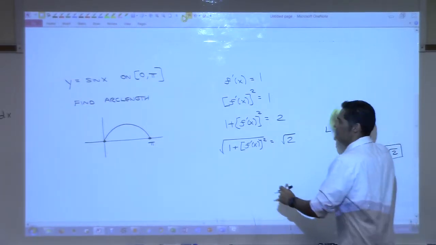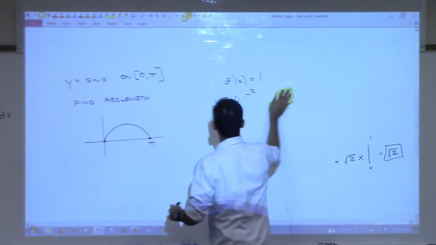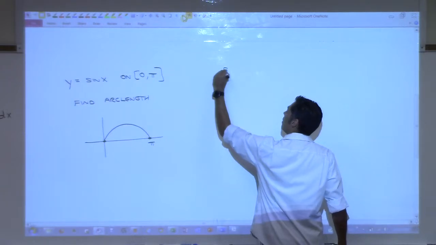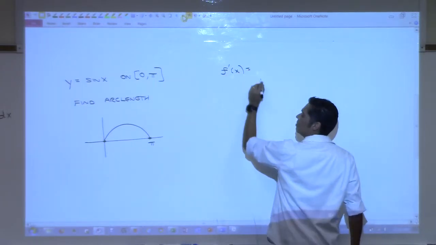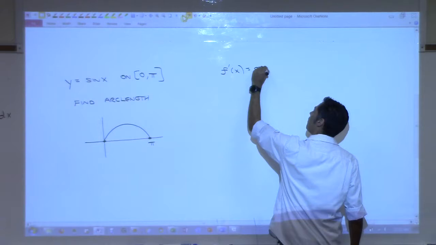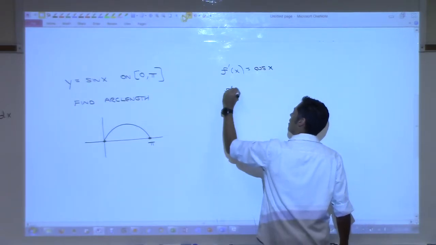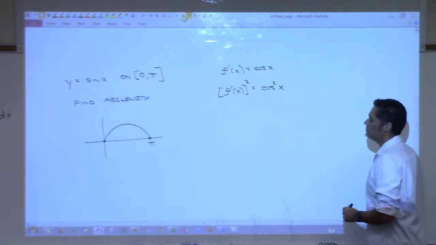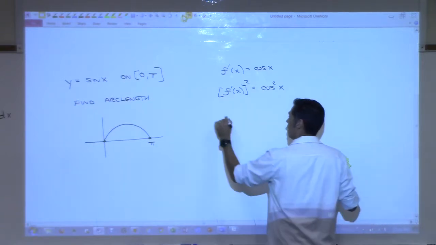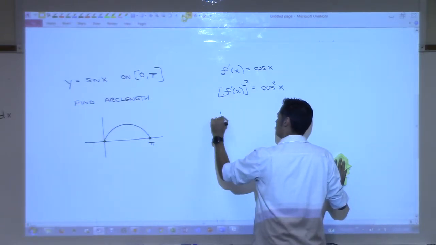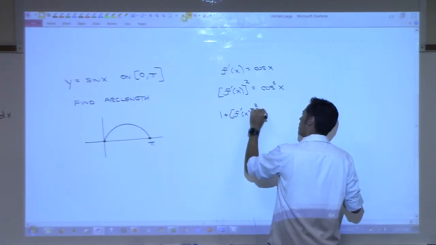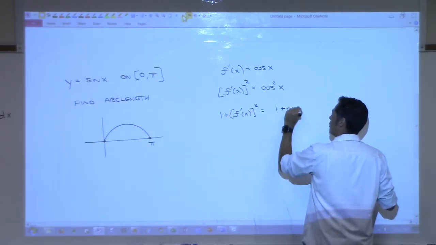So let's build up. I like to always try and just build up the integral. So we're going to start off with the derivative. The derivative of this function is cosine x. We need to take that derivative and square it, which would be cosine squared x. And then we need to do 1 plus that, which would be 1 plus cosine squared x.